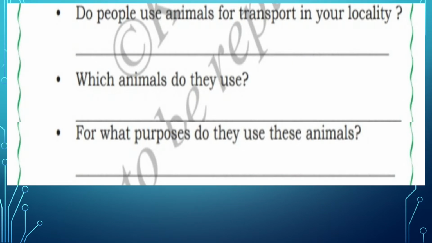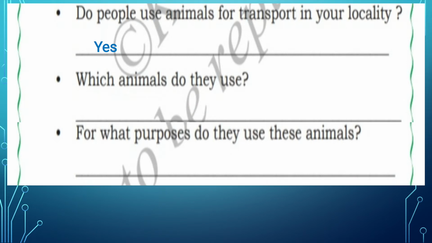Next question is, do people use animals for transport in your locality? Have you ever seen in your local areas that people are using animals for transportation purposes? If you have seen the use of animals in your locality, you have to write yes.